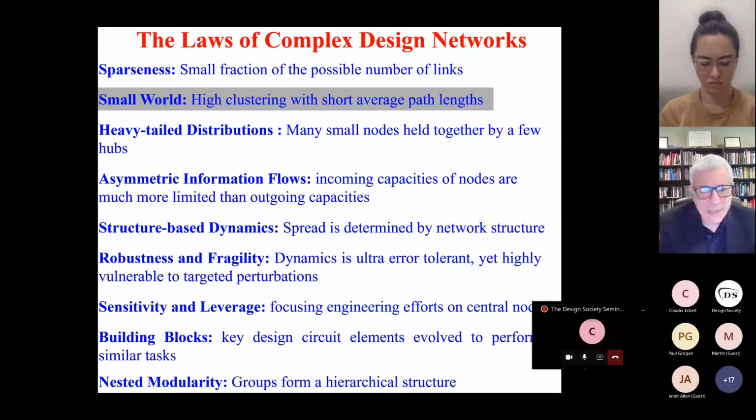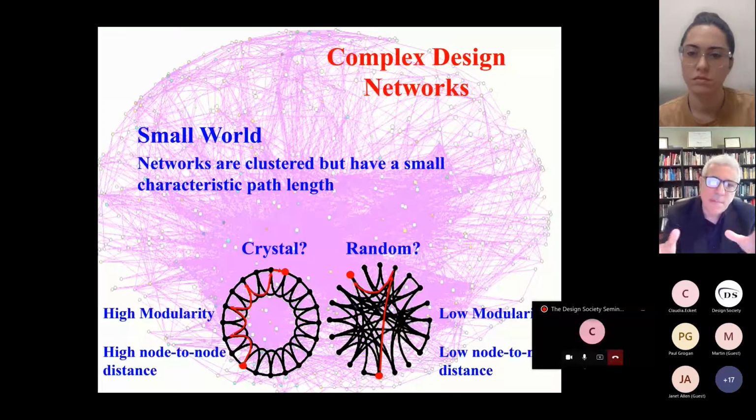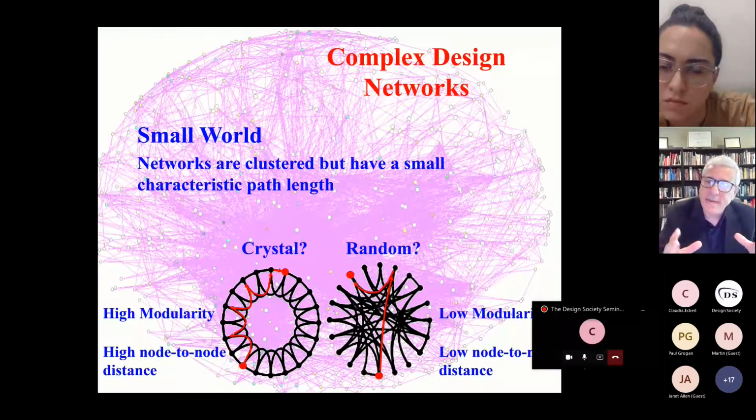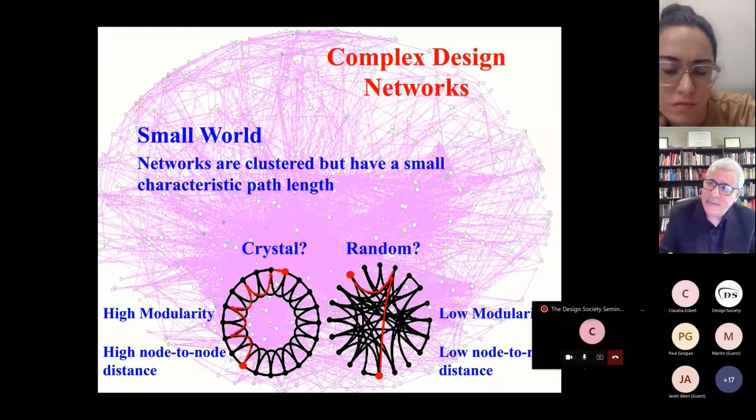Another observation is the small world observation. The idea is that networks are clustered, but have a small characteristic path length. What I mean is that networks have a high level of modularity. They're highly modular, which is a good property in design. But at the same time, the distance between any two nodes is very short. Now, those two characteristics always go against each other.